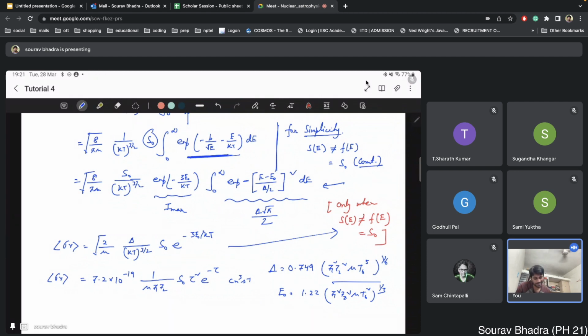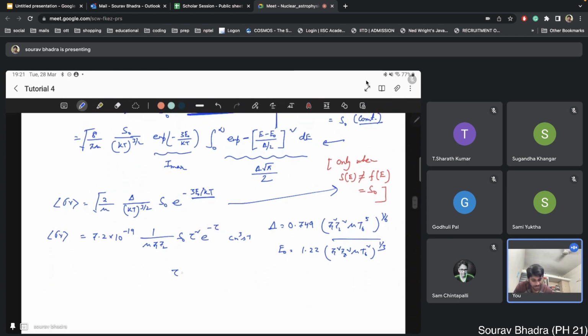It is a type of writing. So 3 E0 by kT, we have written in terms of tau. So tau has been defined as 3 E0 by kT, where you know the E0 from this particular thing, and k is also constant. If your T is given, you can calculate the tau. Here your S0 will be in keV unit, and mu, as I told you, will be in AMU unit. Just remember this. By chance you shouldn't multiply that reduced mass with the AMU unit.